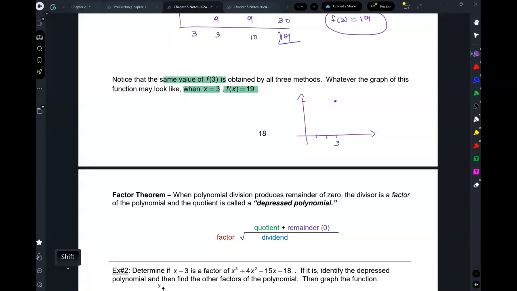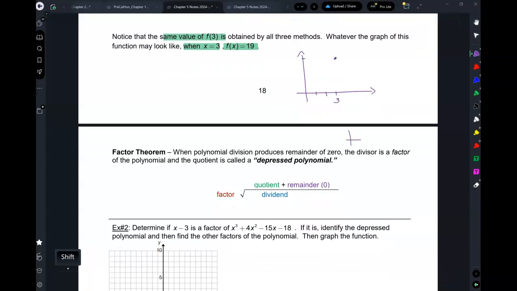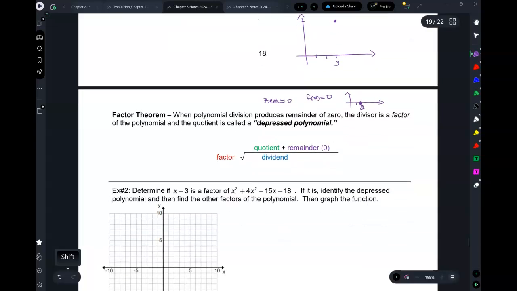So what if I do this and I get a remainder of 0, right? That means if the remainder is 0, let's say f of 2 is 0, that means that x equals 2, the y value is 0. Does that make sense? So if I do synthetic division at a given point and I get 0, that means at x equals 2, the y value is 0.